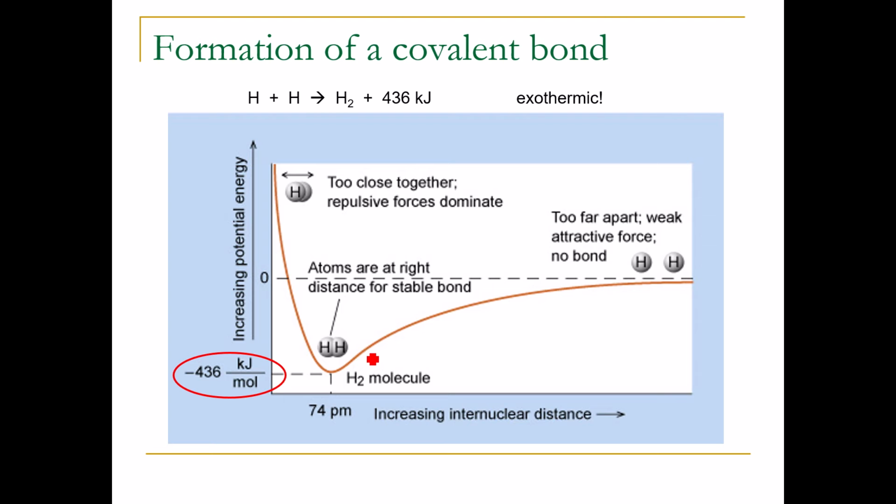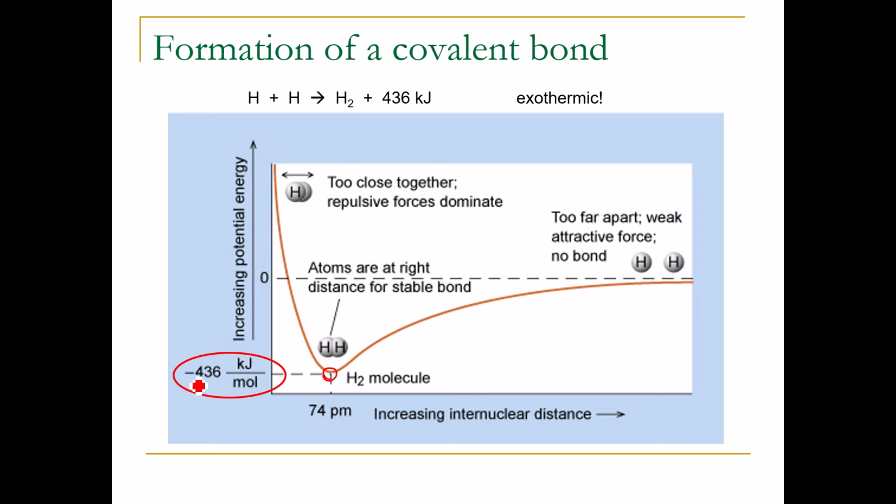Alright, so potential energy starts increasing as the atoms get further and further apart, but it's approaching 0. Once the atoms are so far apart that they're not interacting any longer, it goes to 0. They're not forming a bond, they're just two separate atoms. So our potential energy is 0.